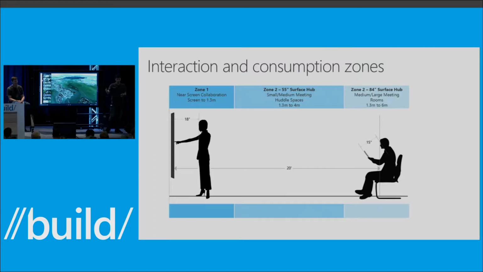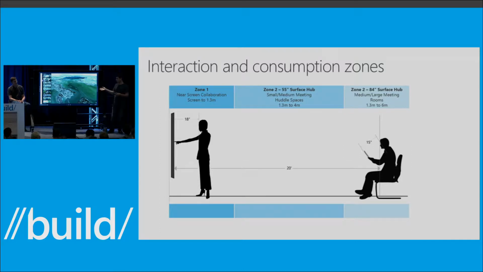And zone 2 is when you are further away from the device. They could be watching a presentation. They could be just hanging around the device and talking about some content. They could have other devices in their hands, maybe a phone, maybe a tablet. So you want to make sure you adapt to that. They might be seated in a conference room.